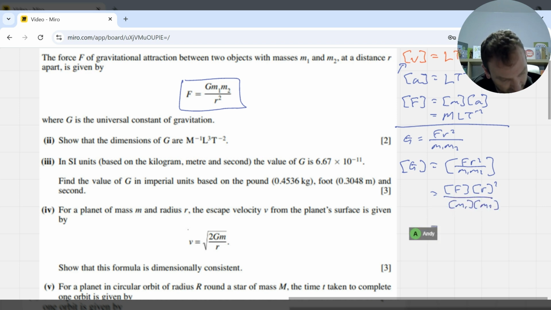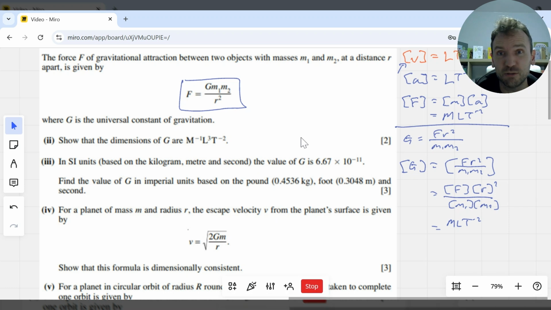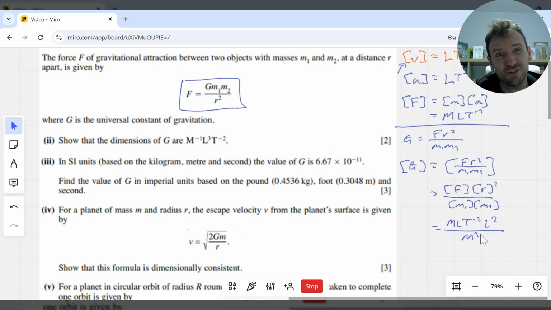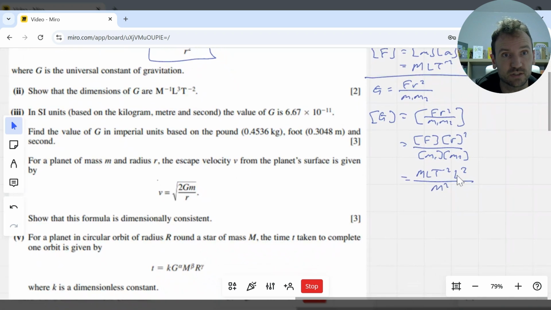Now, most of these are quite nice, because dimensions of force you've already got from part 1. We know it is MLT to the minus 2. Dimensions of our r, which is distance, is just going to be length. So that's length squared. And then it's over mass times mass, or mass squared. This is a show that question, so even though you could, I wouldn't jump from here to here in one step. I'd have 2 steps here.